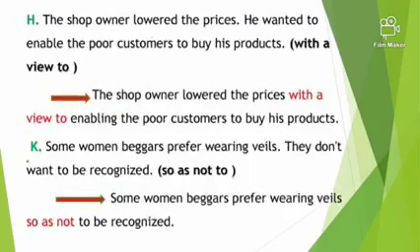K. The shop owner lowered the prices. He wanted to enable the poor customers to buy his products. With a view to. The shop owner lowered the prices with a view to enabling the poor customers to buy his products. So here, as I said before, with a view to plus gerund, which is enabling. Okay? And the last example.